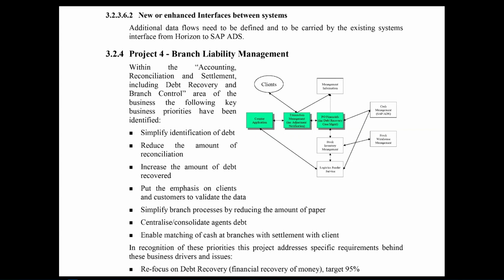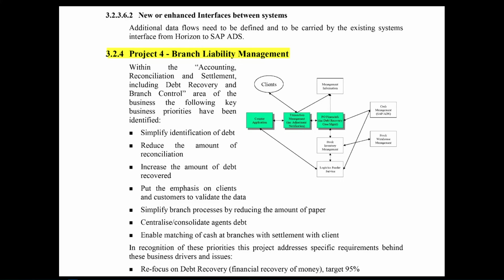So the paragraph I'm identifying here is 3.2.4, Project 4, Branch Liability Management. Within the accounting, reconciliation and settlement, including debt recovery and branch control area of the business, the following key business priorities have been identified. Simplify identification of debt, reduce the amount of reconciliation, increase the amount of debt recovered, and then the fourth bullet point, put the emphasis on clients and customers to validate the data.